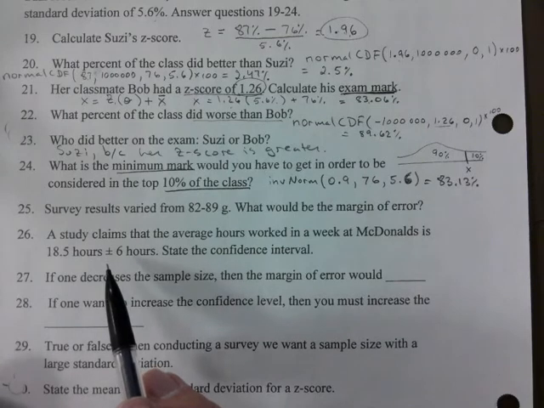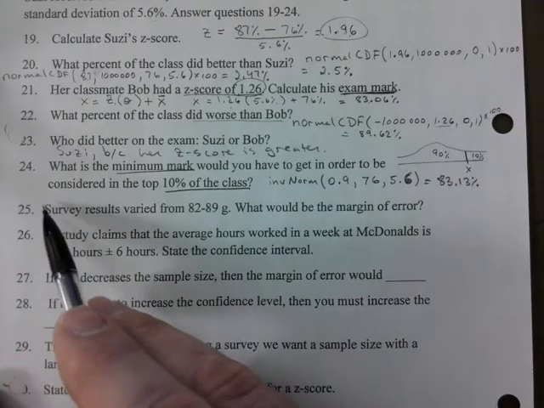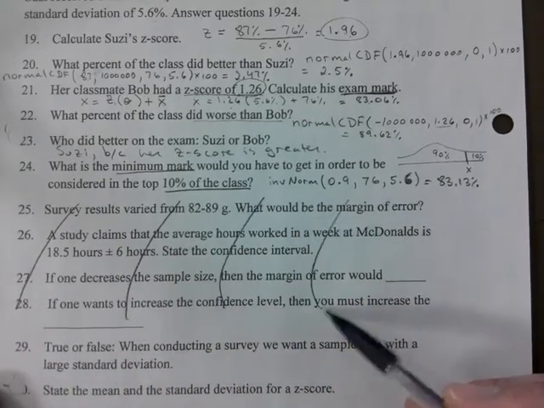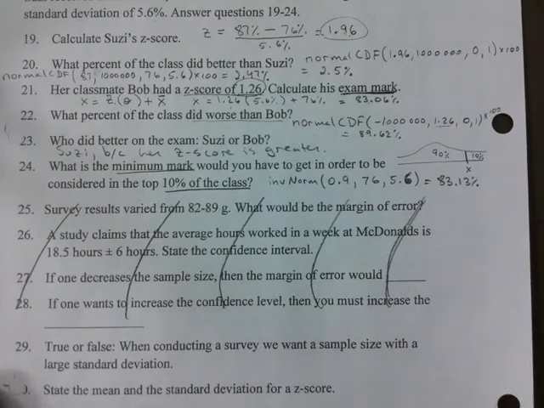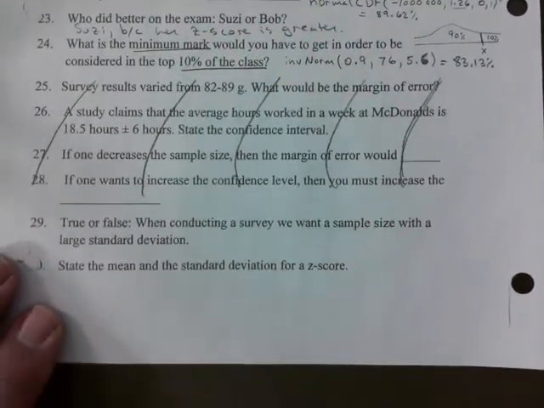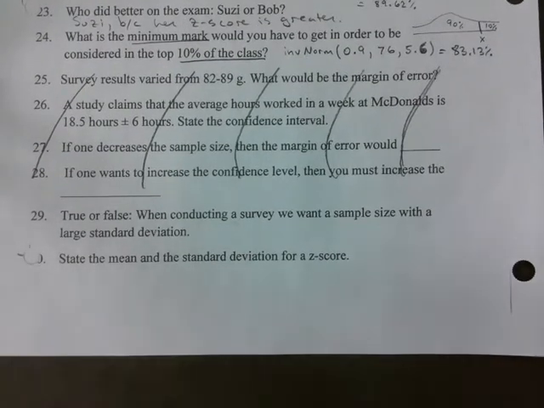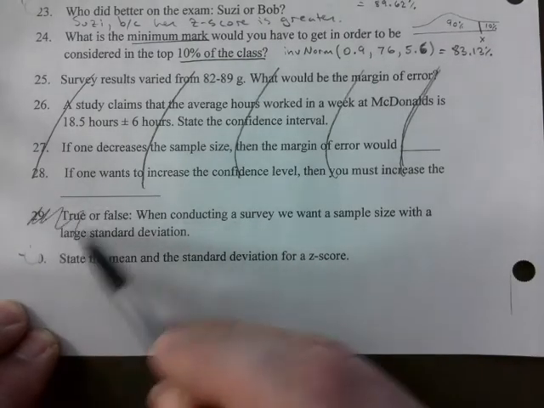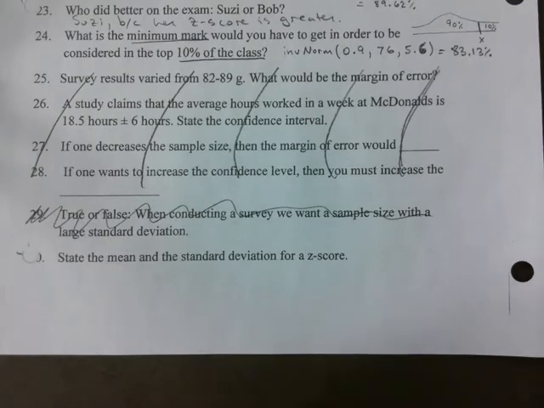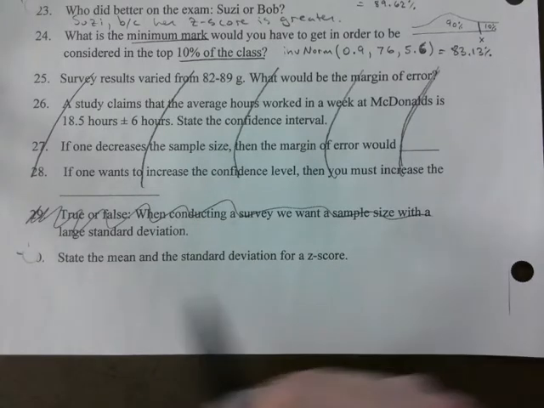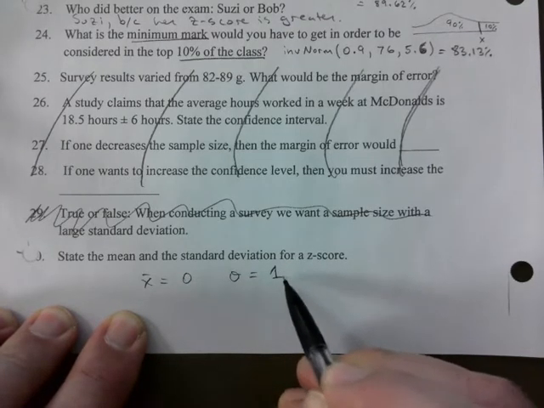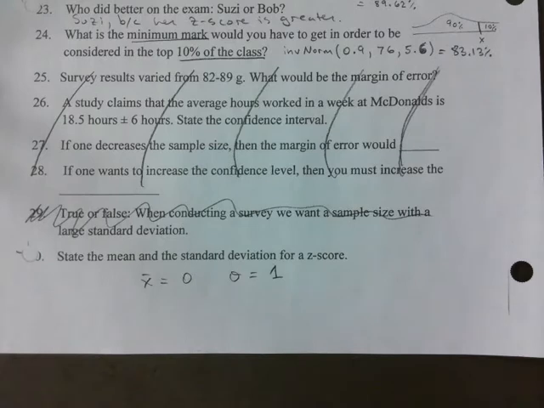This is where I don't want you to worry about it. So we're going to scratch 25 to 28. Don't worry about it. 25 to 28, scratch it. 29, true or false? When conducting a survey, also scratch, sorry. State the mean and standard deviation for a z-score. That is pretty easy. Mean of 0, standard deviation of 1.